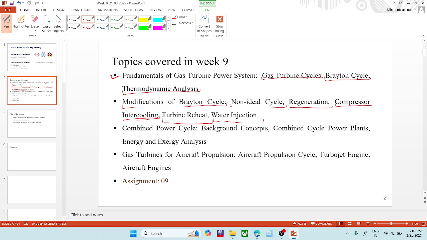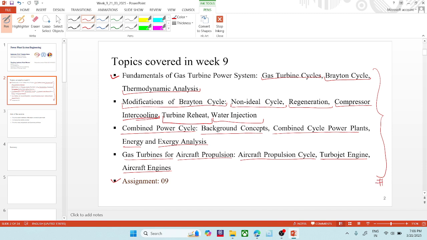Then the combined power cycle, the background concepts, combined cycle power plants, exergy and energy analysis. Then different turbines for aircraft propulsion cycle, turbojet engine, and aircraft engines, and then we solved assignment number 9. The topics covered in the past week are vast, and in a 2 hour session it is not quite possible to cover all those things.